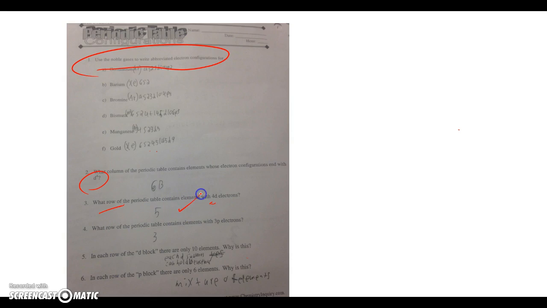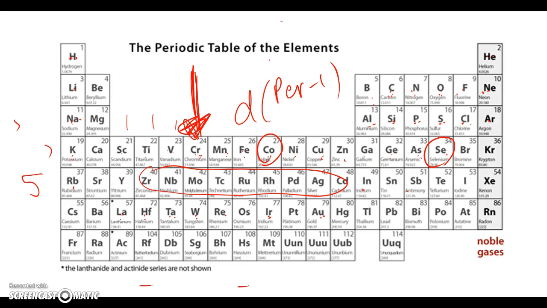You're good. Check. Good. What row of the periodic table contains elements with 3 p electrons? Well, p's match the row number, so that's 3. In each row of the D block, there are only 10 elements. Why is this? Because there are 5 suborbitals in D, and we can only hold 10 electrons. Same thing here. In each row of the P block, there are only 6 elements. Well, P orbitals, which have 3 suborbitals, can only hold 6 electrons. That's what we're looking for there.